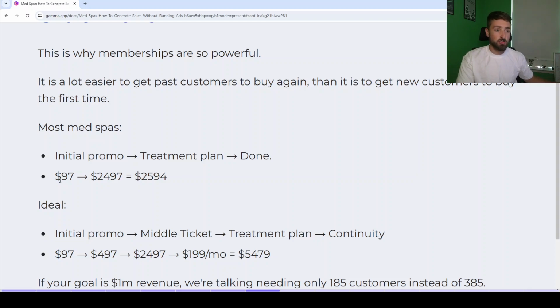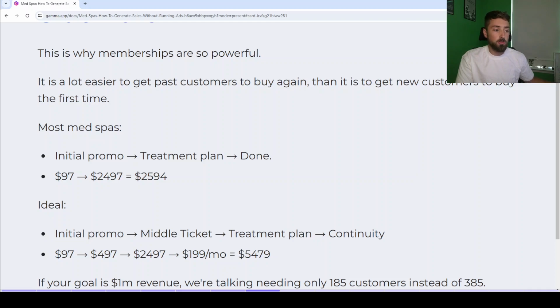So like an initial $97 promotion, and then we immediately try to upsell them into something that is $2,497, so a $2,497 treatment plan of some sort. If you are successful in selling the treatment plan in this case, which by the way, is going to be hard if you're making a jump from $97 to $2,497, that's a pretty steep hill that you have to climb.